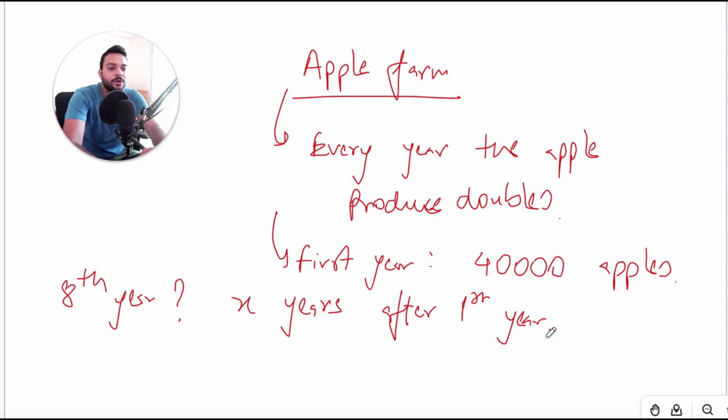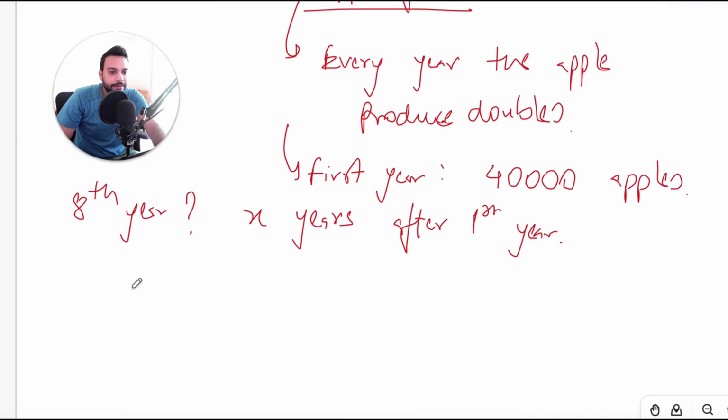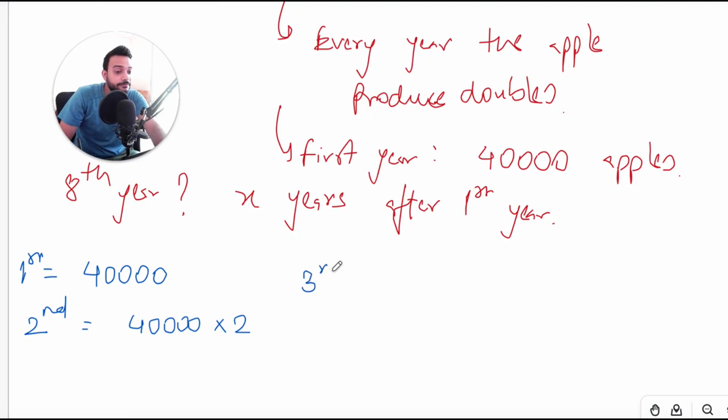Okay. Now pause the video here. Try to think according to your own ideas how we could form a mathematical expression to represent this situation. Okay, so let's decode it one by one. First year we have 40,000. Now let's say in the second year, how much would we have? It is doubling. 40,000 multiplied by a 2. In the third year, it's going to be 40,000 multiplied by a 2. This is the second year value multiplied by a 2.